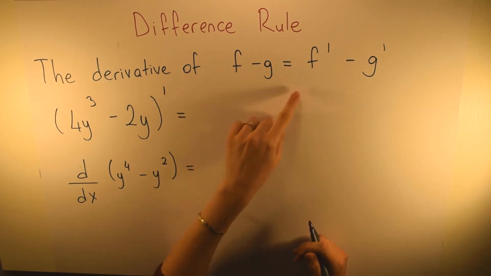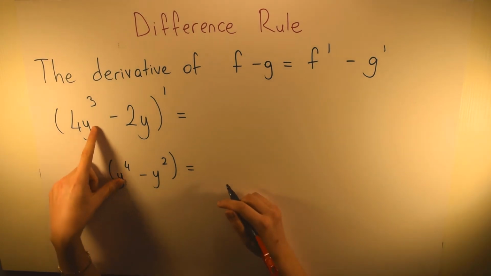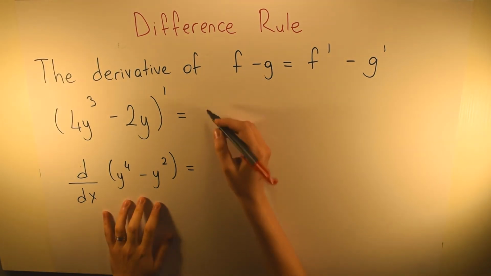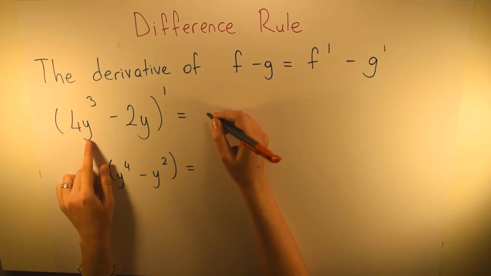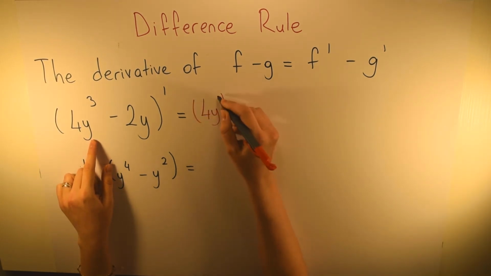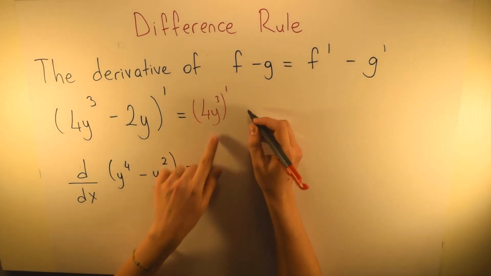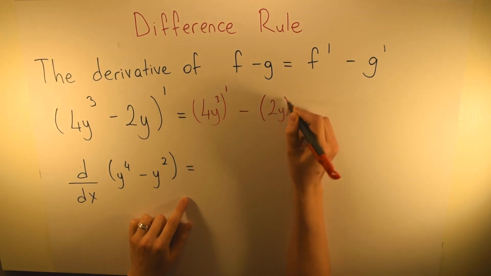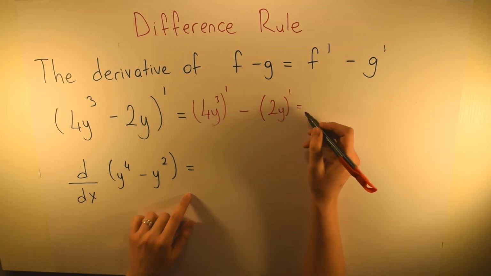Okay, so we can take this also separately. So let's look at these examples. Here we have 4y to the power of 3 minus 2y, and all of its derivative is equal to, actually I can take these separately. Okay, so this one will be equal to the derivative of 4y to the power of 3 minus the derivative of 2y.